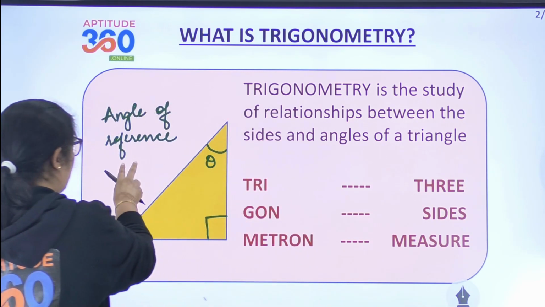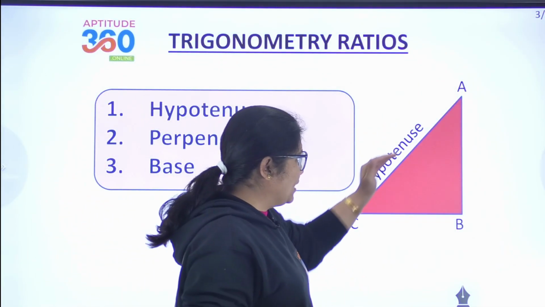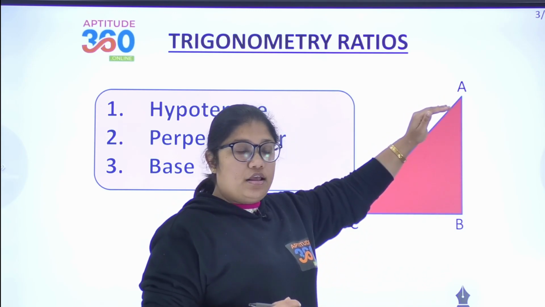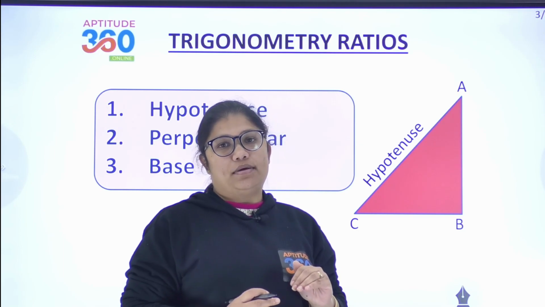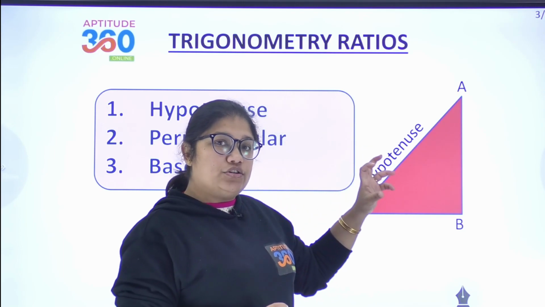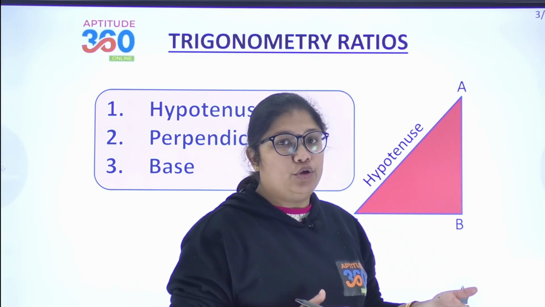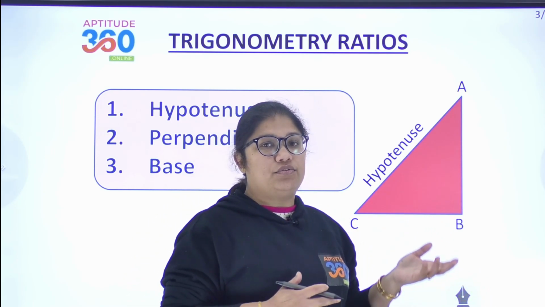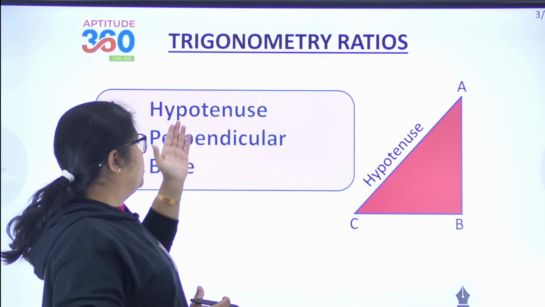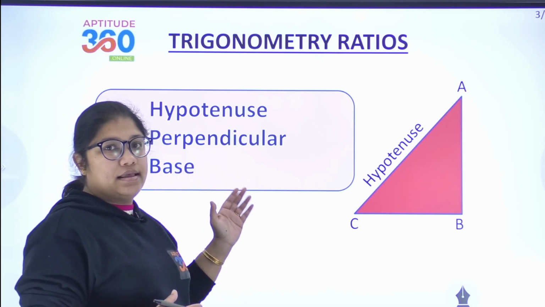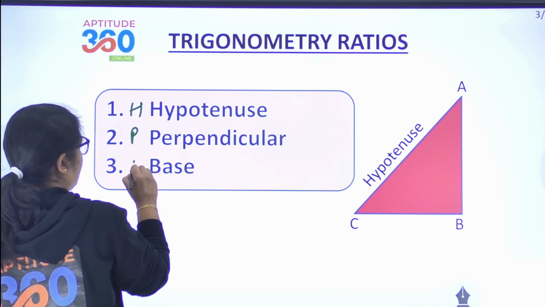Now let us understand what are trigonometric ratios. The ratios of the sides of a right angle triangle with respect to its acute angles are known as trigonometric ratios. These ratios are also called T ratios. If you have watched my earlier video, you would know what these three sides of the right angle triangle are called. These three sides are called hypotenuse, perpendicular and base. Let me represent them with the alphabets H, P, B.